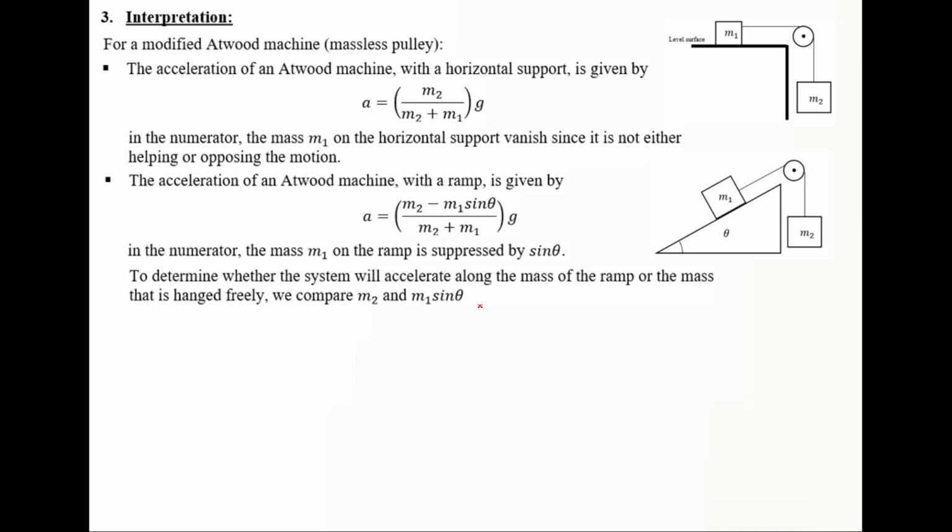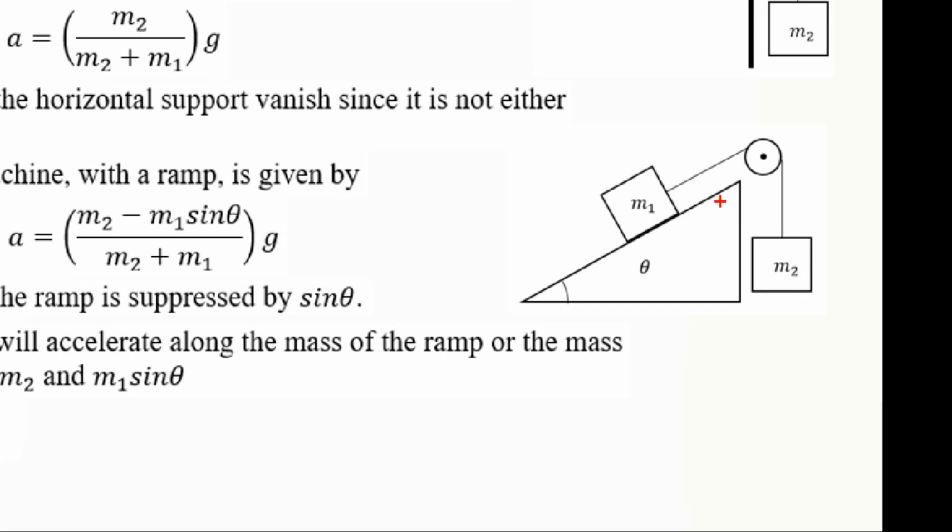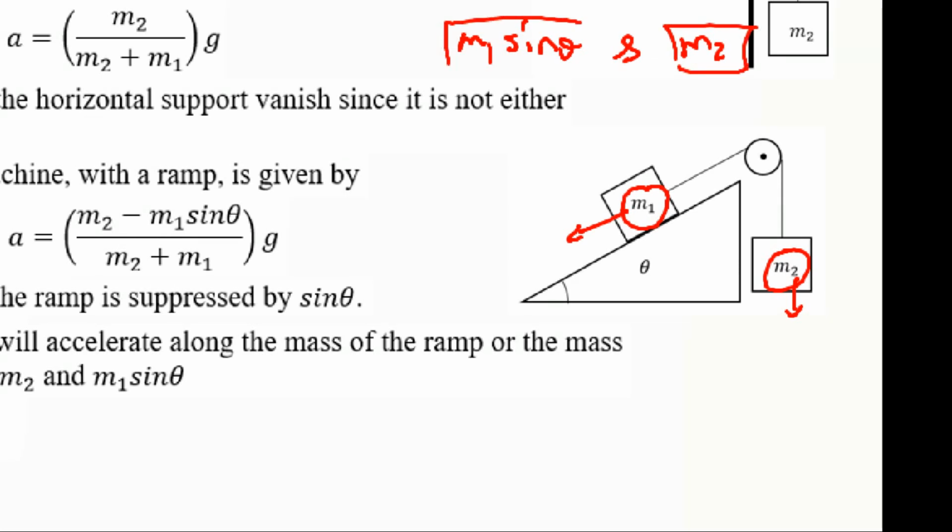To determine whether the system will accelerate along the mass on the ramp or the mass that hangs freely, so here I'm saying that in order to determine whether this will accelerate like that or like that, we need to compare not m1 and m2, but rather m1 sine theta and m2, because in the numerator this and that will appear. m2 will appear solely without any trigonometric functions because it hangs freely, while m1 will appear suppressed by sine theta to compensate for the vertical component.